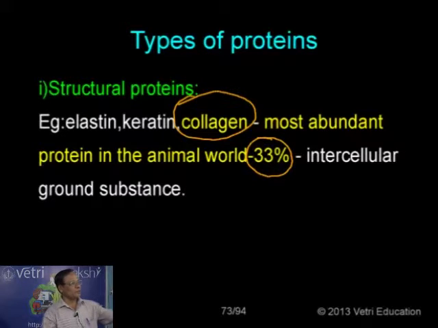That is why nearly 33% of the abundant protein in our body is nothing but collagen. Don't forget this statement also. Though we have different types of structural proteins, the most important, the most abundant structural protein is nothing but the collagen. It constitutes about nearly 33%.